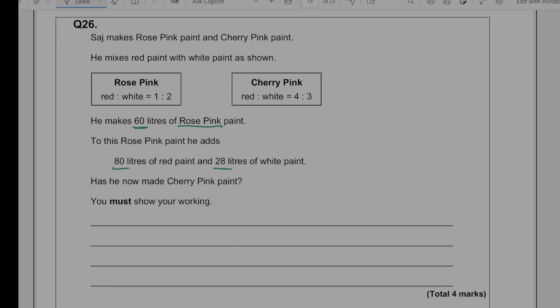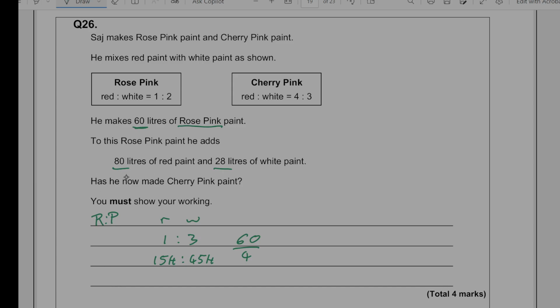Okay, so let's start with 60 rose pink. I'm going to work out the number of litres for the rose pink paint. So if he's done red and white in the ratio of 1 to 3 to make 60 litres, we've got 4 parts, so 60 divided by 4 is going to be 15, so it must be 15 litres of red to 45 litres of white.